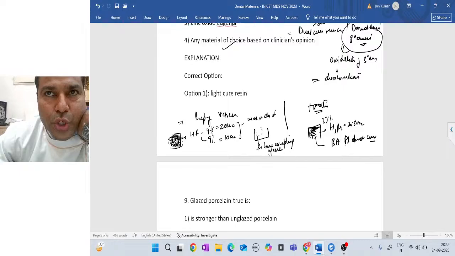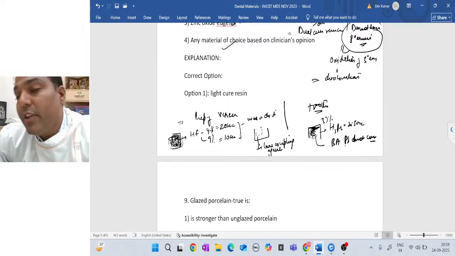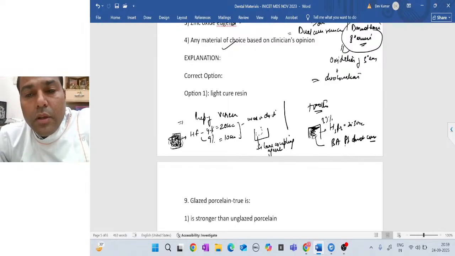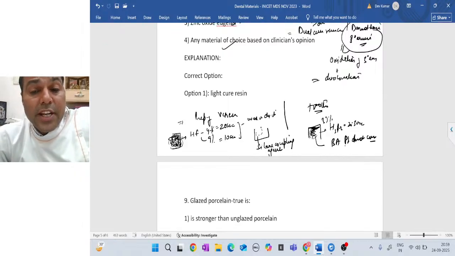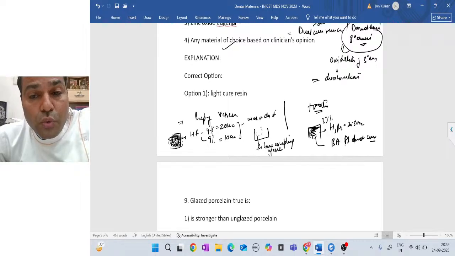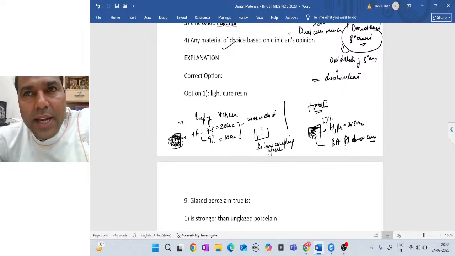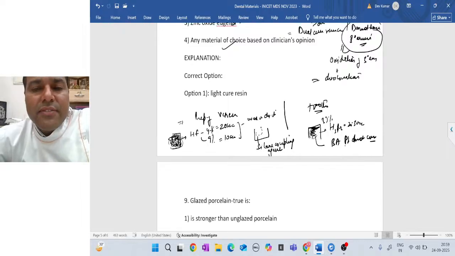because if you cure it and it gets pooled, your veneer will not be coming exactly on the tooth surface. It might have fitting issues. So then we apply the resin cement on the veneer, and then we can lute it. Give a light initially for 3 to 5 seconds, remove the excess flash and then cure it completely.